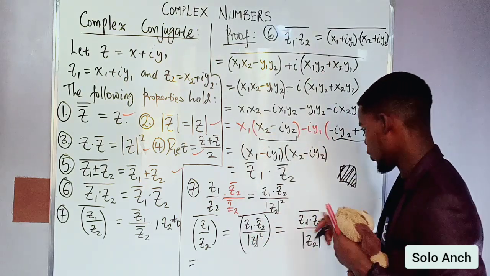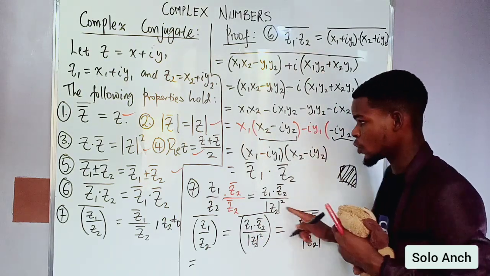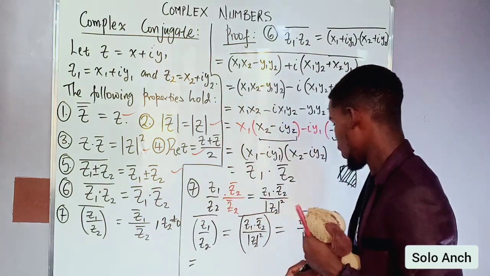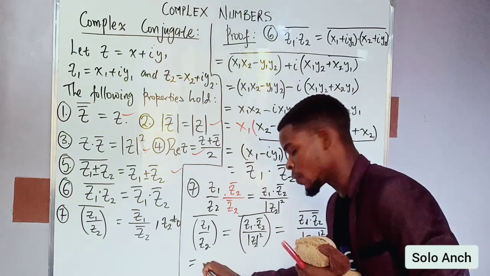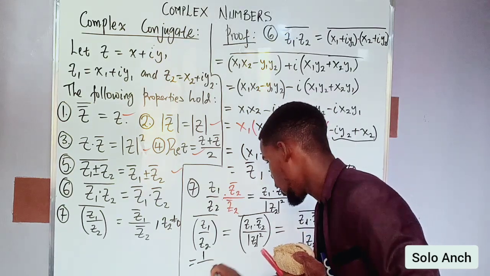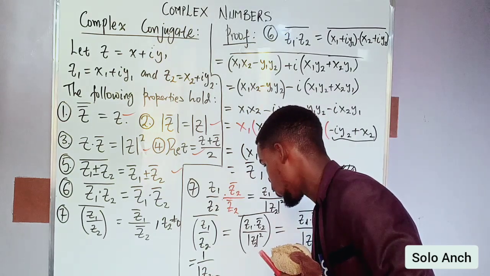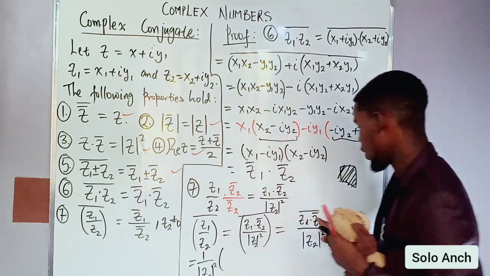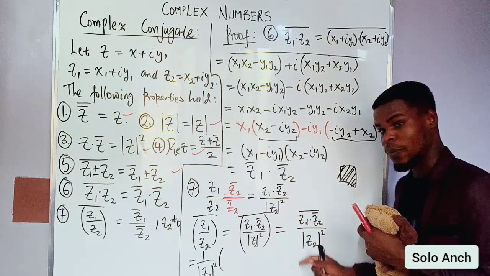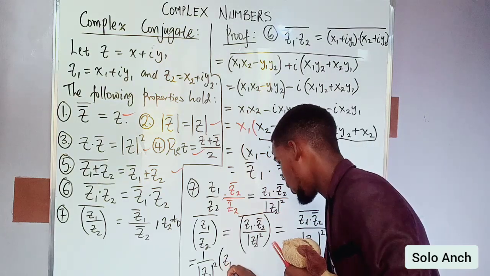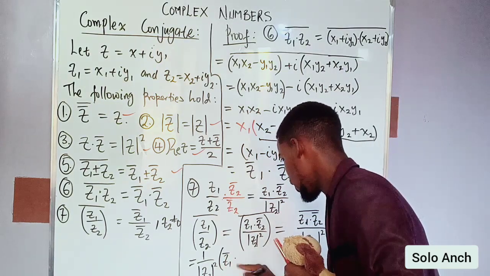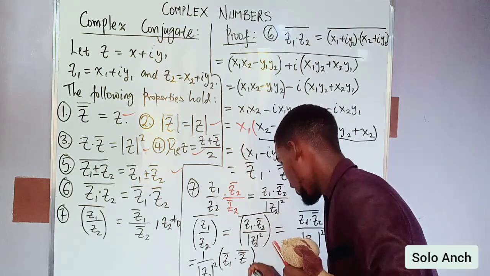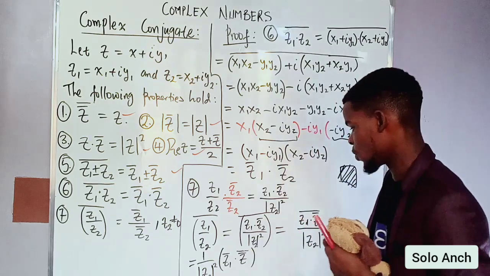Now let's see what we can get from here. Well, this is z2 with a bar. We've shown already that the conjugate of the product is the product of the conjugates of these two numbers. So in that case, we're going to have this ratio, 1 over the square of the modulus of z2, multiplied by the conjugate of z1 times the conjugate of z2. Great.